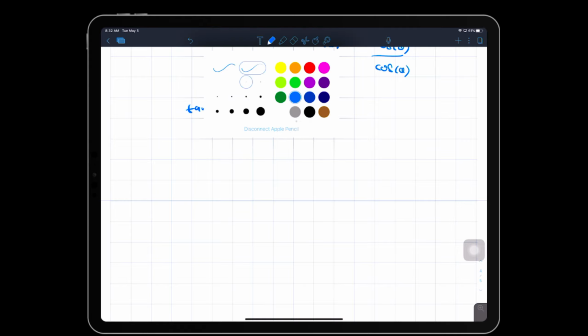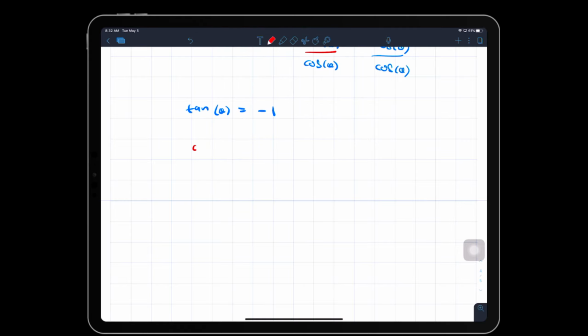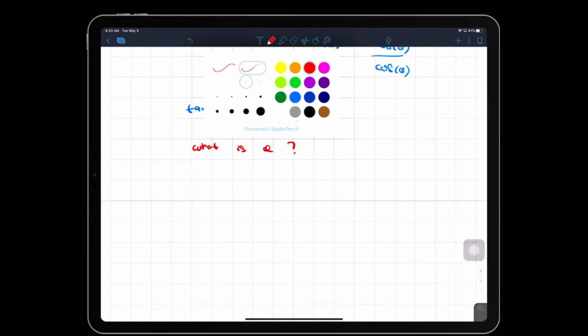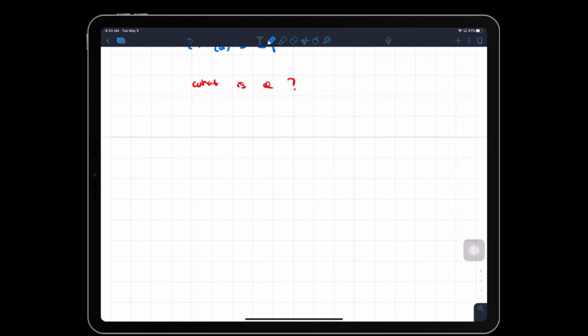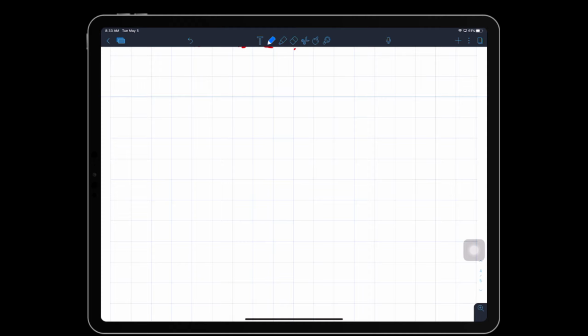So we're going to have to know, what is theta? What are the values of theta? Right? Tangent theta is -1. So if you guys remember here, tangent theta is -1. That's kind of a special situation.